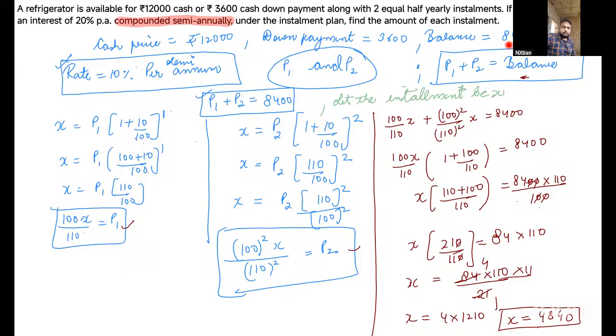Did you understand? No, I didn't understand. I'm repeating again. There are two installments. The first installment is 4840. The second installment is also 4840. When you add it, it will become 9680, and the balance is 8400. When you subtract it, we will get the answer as the interest, 1420 or 60.